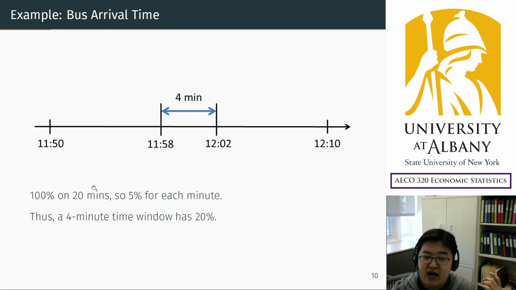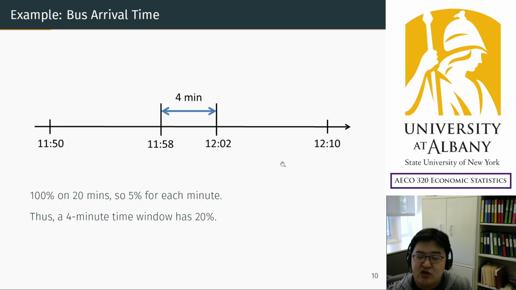So 20 minutes has 100%, then 4 minutes should have 20%. Or you can understand that for each minute there is 5% probability, so 4 minutes has 20% probability. So this is an example of how we are going to describe the probability. When I say the probability is proportional to the length of the time interval, then it's all done. So you know how to calculate the probability.